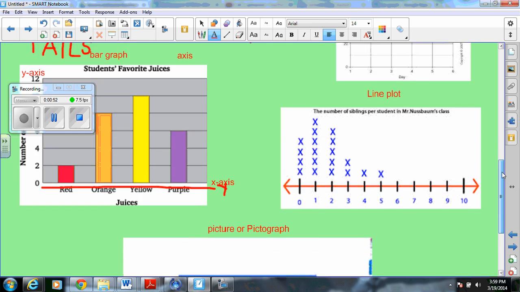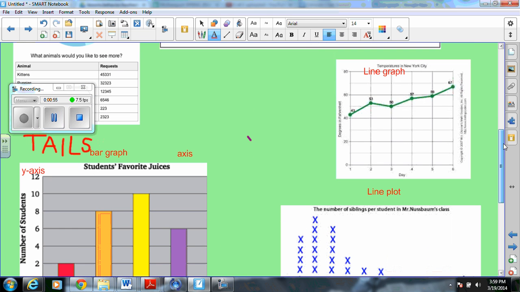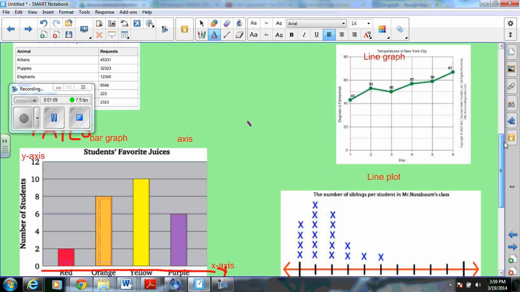And then we talked the next day about parts of a graph, and we used the word tails to help us. T is for title, students' favorite juices. A is for axes, and axes is actually pronounced with an E and spelled with an E when you're talking about more than one. So you have the y-axis, which is the vertical line, and you have the x-axis, which is the horizontal line. I just taught you two new words. Vertical means side to side. Horizontal means up and down.